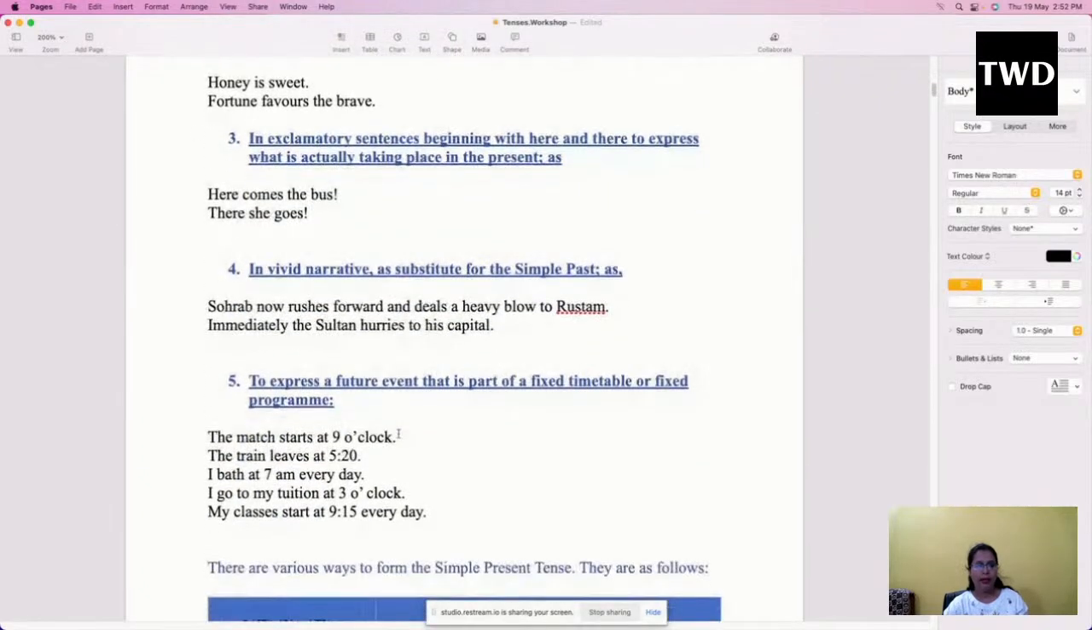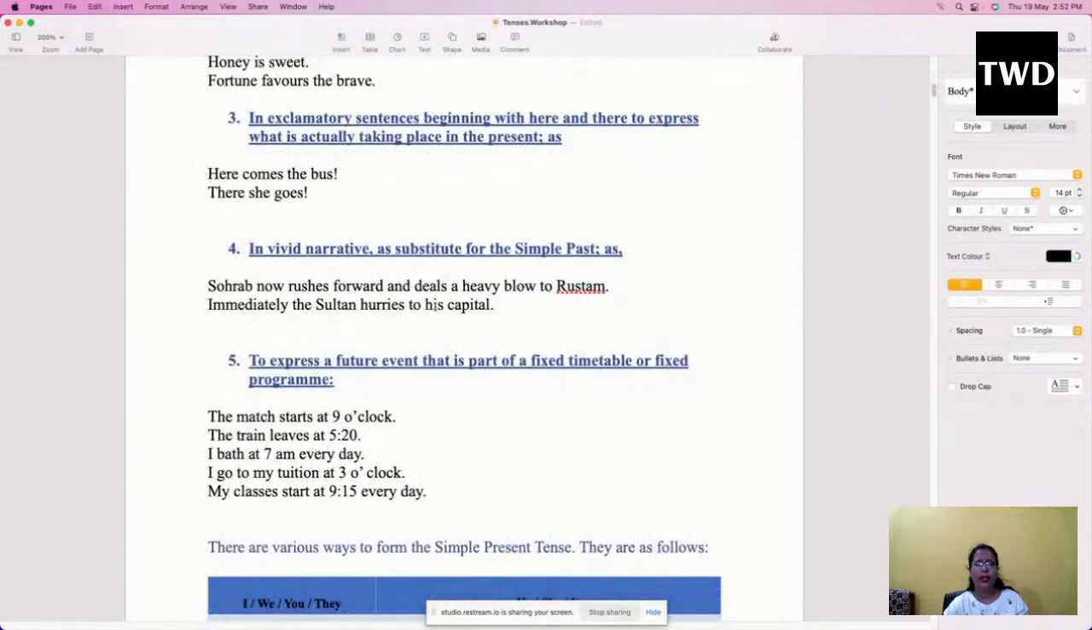And exclamatory sentences, when you are a little bit excited and your sentences start with here and there. Sometimes you are waiting for the bus and suddenly the bus comes. What do you say? Here comes the bus. Here also we have the verb at the beginning only. We don't have any helping verb. And that's why such kinds of sentences come under what? Simple present tense.